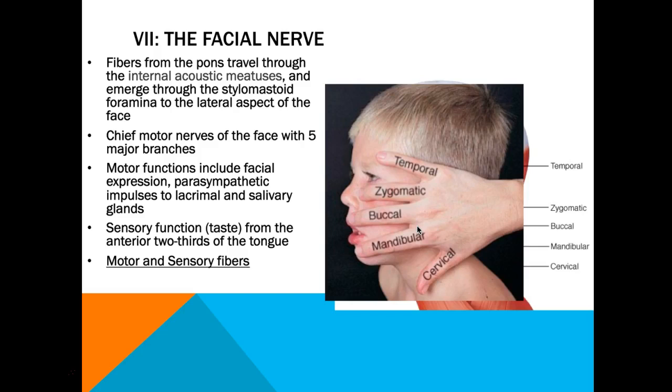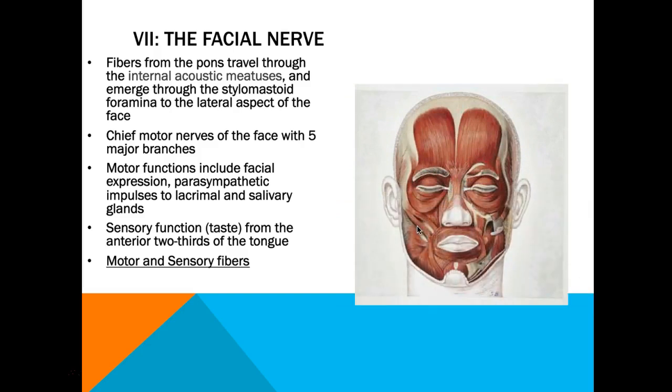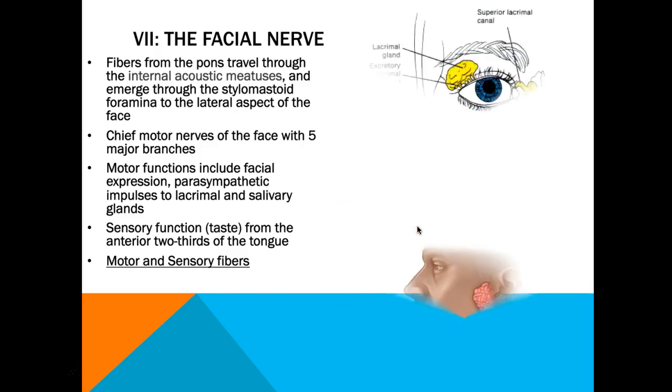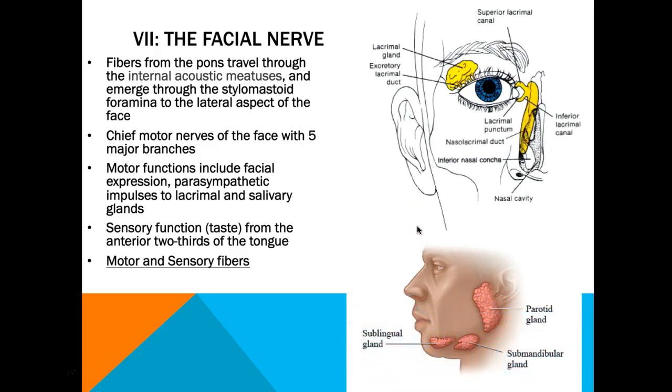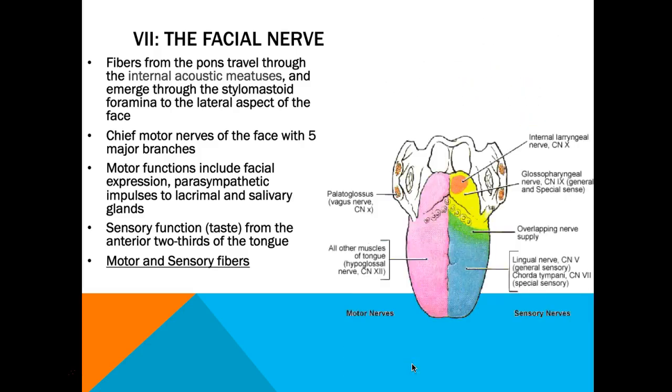The major functions of the facial nerve would be motor functions that will help us with facial expression, so it innervates all of these muscles of the face, and parasympathetic impulses to our lacrimal gland and our salivary glands. The sensory function of the facial nerve would be taste, specifically from the anterior 2/3 of our tongue. So you can see that we have both motor and sensory fibers here.